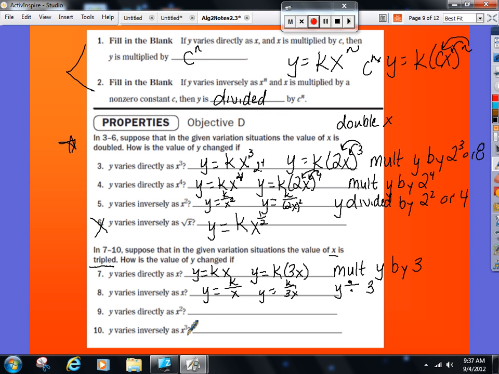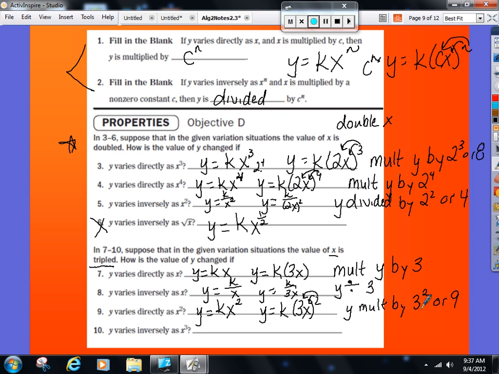Y varies directly as x squared. That's y equals kx squared. If I triple that x value, I now have y equals k times 3x squared. But I didn't multiply this side by 3. I really multiplied it by 3 squared, which is 9. So y will be multiplied by 3 squared, or 9.